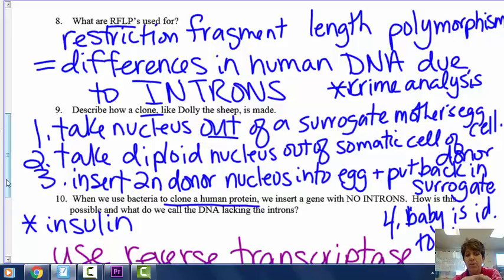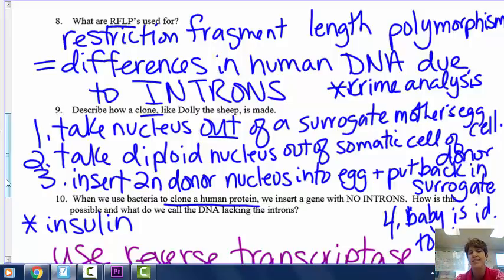Then they took a diploid nucleus out of the donor. So this other sheep that was donating the DNA, they took a normal body cell, took out that diploid nucleus, and then put it into the surrogate mom's egg cell. So it never went through fertilization, but it actually was 2N. Then implant that egg cell back into mom and have it develop into a growing embryo.